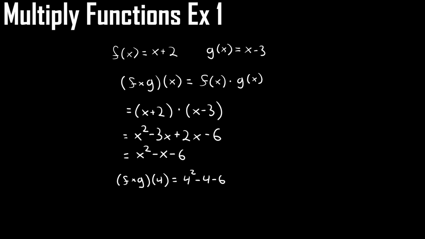This equals 6. We can check our answer by plugging 4 into f of x and g of x and then multiplying. So f of 4 equals 4 plus 2, which equals 6. Then plugging 4 into g of x, we're going to get g of 4 equals 4 minus 3, which equals 1. And 6 times 1 is 6. So we know we are correct.